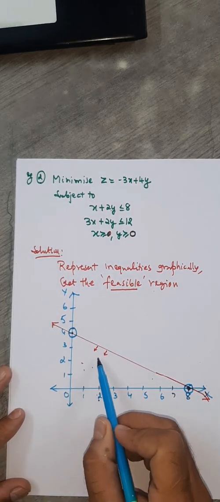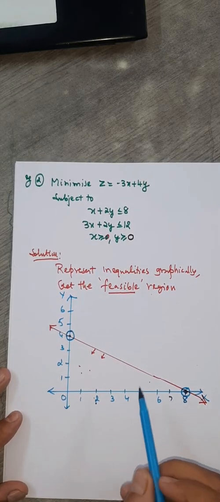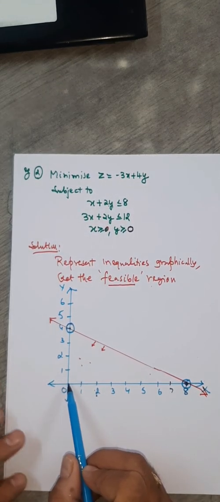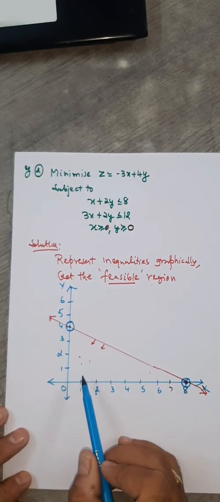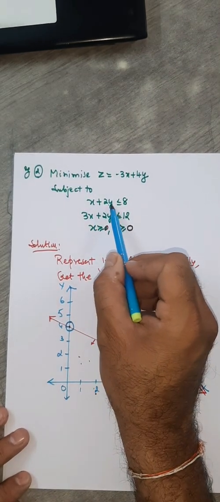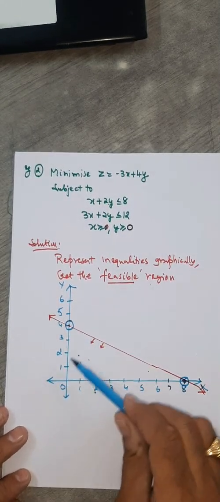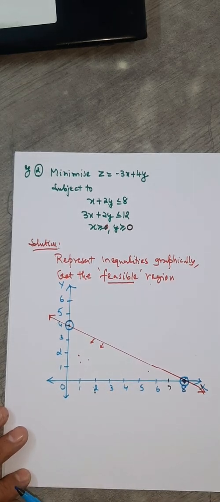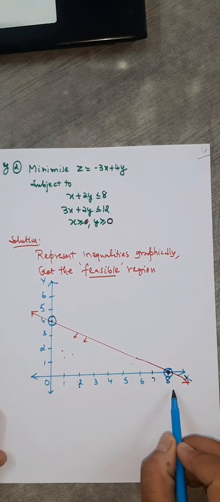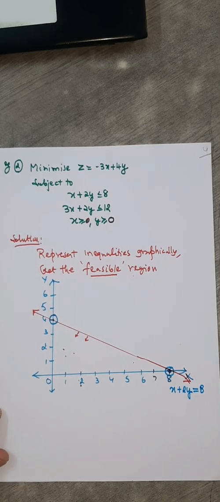Let me repeat this. How to decide the region, whether it is this region or this region. For that, you need to put 0, 0 here. Why are we choosing 0, 0? Because it's easy to check. You can take any point, but normally we were doing the same thing in 11th standard also. We put 0, 0: 0 plus 0 less than or equal to 8. That means the region which is on the origin side, that is this side. So this is your required solution for this inequality. What's the equation for this inequality? That is x plus 2y equals 8. Fine.